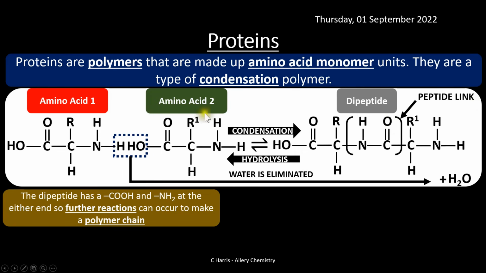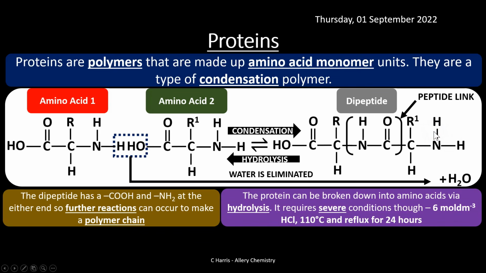So the dipeptide has a COOH and an NH2 at the end, okay, as you can see there. And so further reactions can take place to make the longer polymer chain. And the protein can be broken down into amino acids via hydrolysis, as I mentioned before. You need severe conditions to break this down. So you need 6 molar hydrochloric acid, 110 degrees Celsius, and reflux for 24 hours. So proteins are incredibly strong polymers.